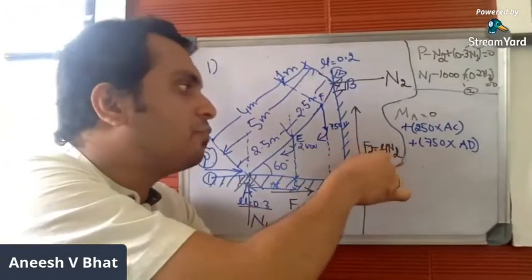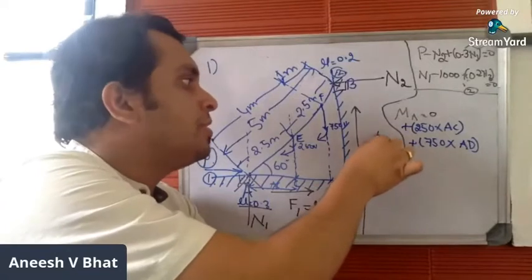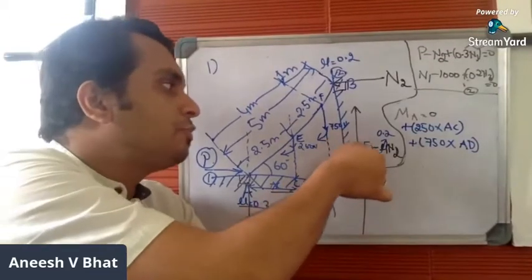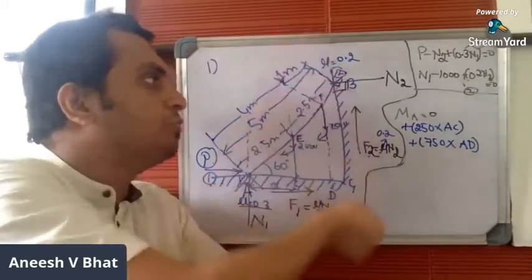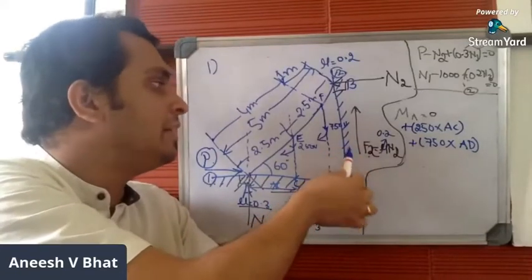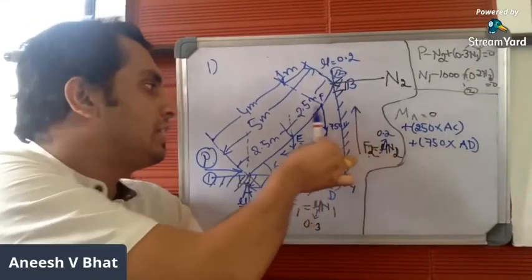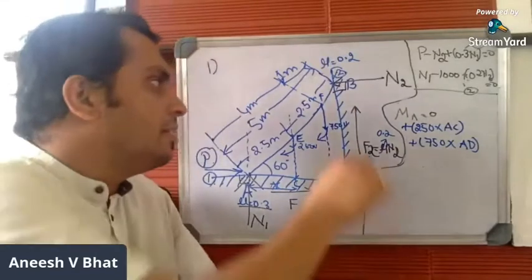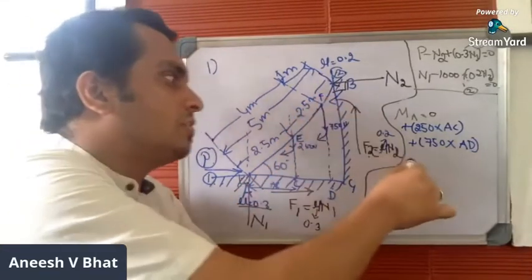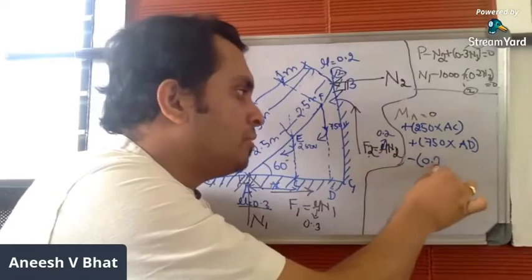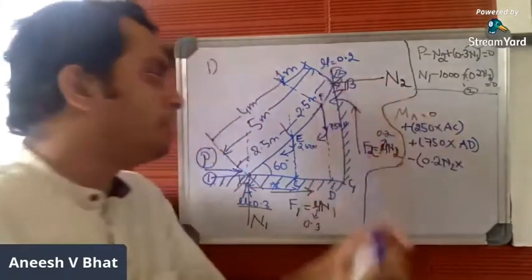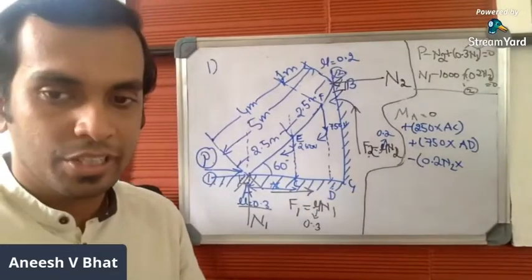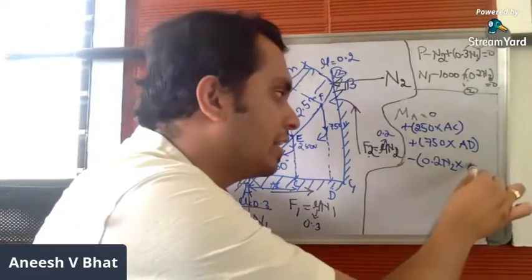Now check this F2, which is mu into N2, where mu is 0.2 in this case, so 0.2 into N2. Check whether F2 produces clockwise or anti-clockwise moment. The force moves upwards, and the point about which we need moment lies on the left-hand side of the force. This particular force is tangential to the surface, so it should produce moment in this direction. It is anti-clockwise. Minus 0.2 into N2, into the perpendicular distance, which is AG in this particular case.